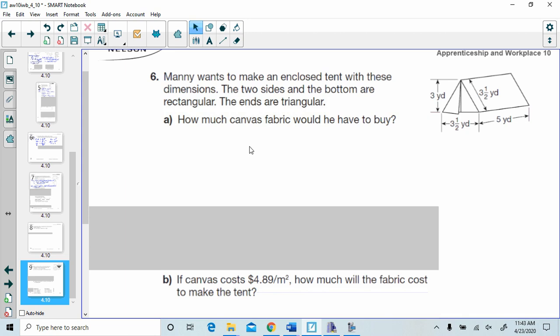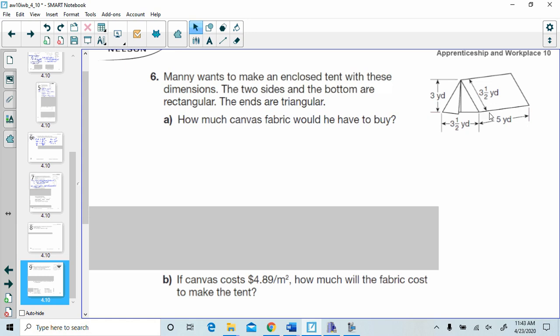Okay, for this one, we're looking at making enclosed tents with dimensions given. And the two sides in the bottom are rectangular. We're told that. And then the ends are triangular. So we're looking at how much fabric is needed to cover this thing, basically to make it. So we're looking for surface area.